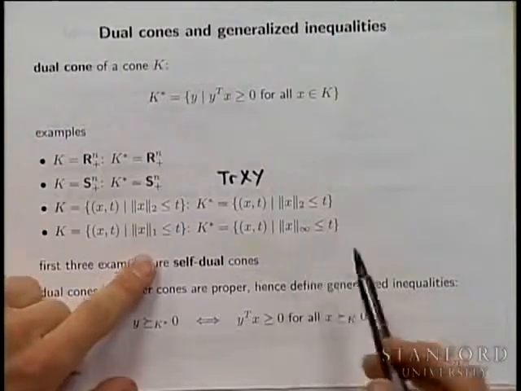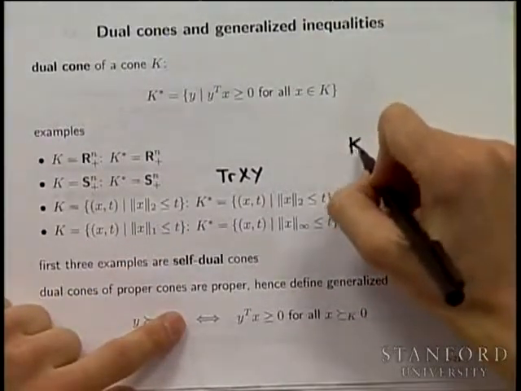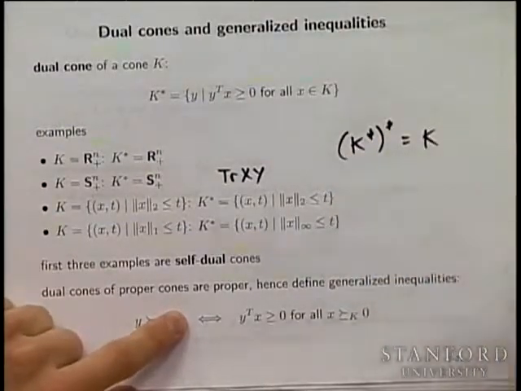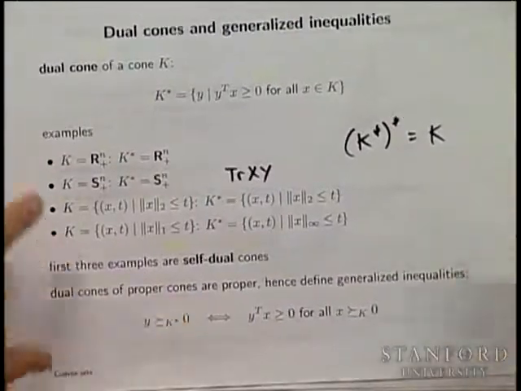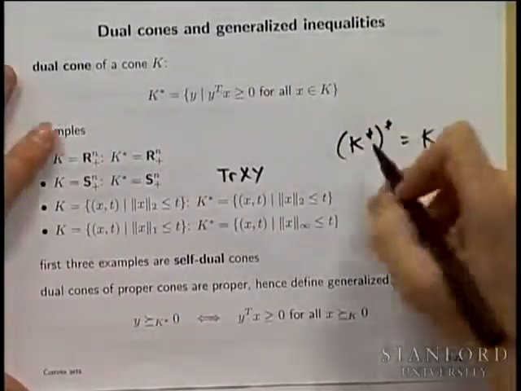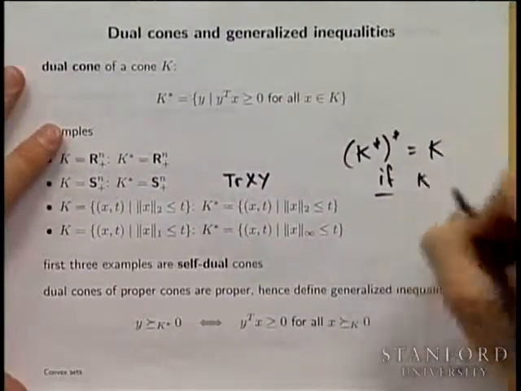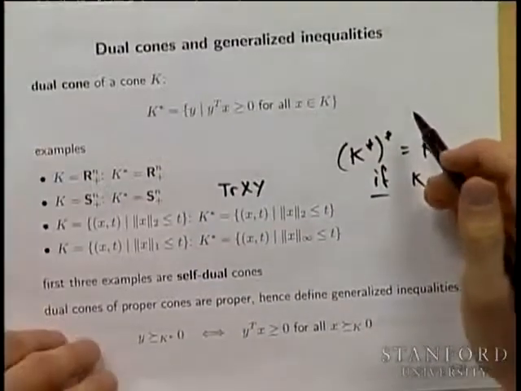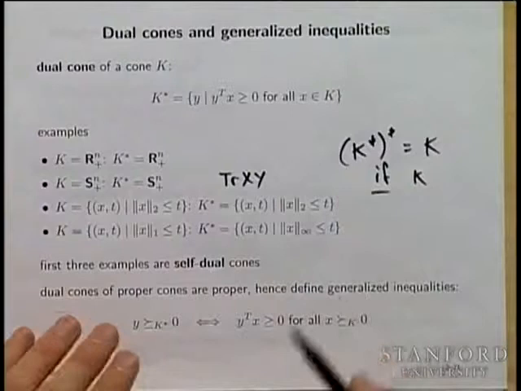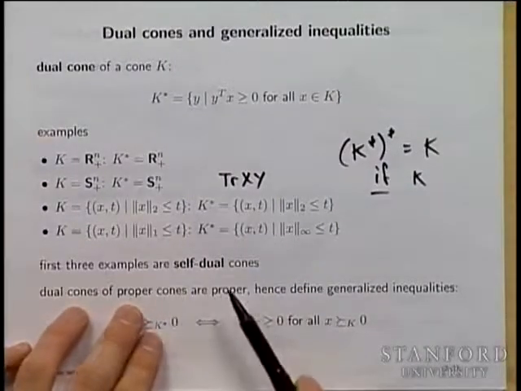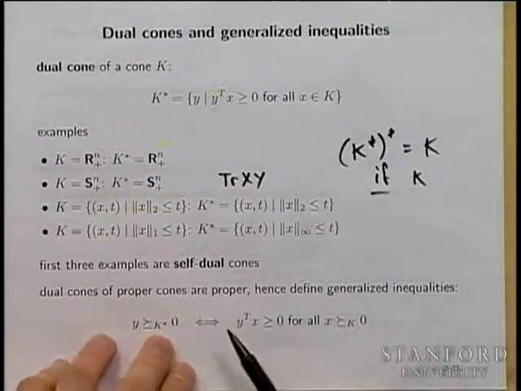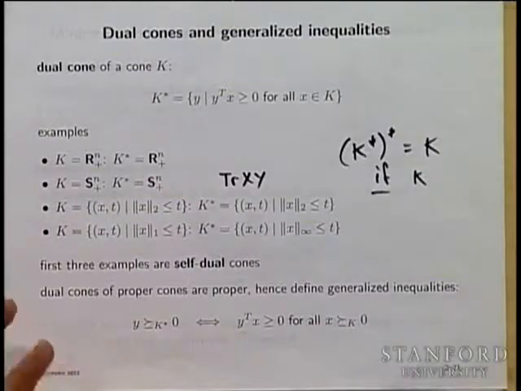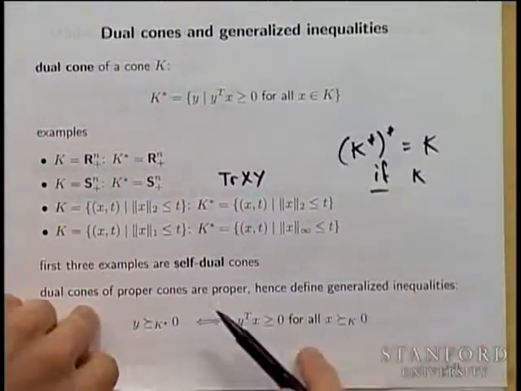The other thing that we note is that the dual cone of a dual cone is actually the initial cone that we're after, if it's a proper cone. So that's with a big if K is proper, and it may also hold if K is simply convex, but you'd have to check me on that. So what we can say now is that the dual cones of proper cones are proper, and hence we can define generalized inequalities. If you give me some inequality with K, I can define a generalized inequality with K star.